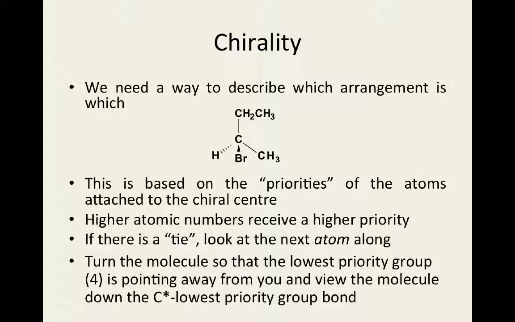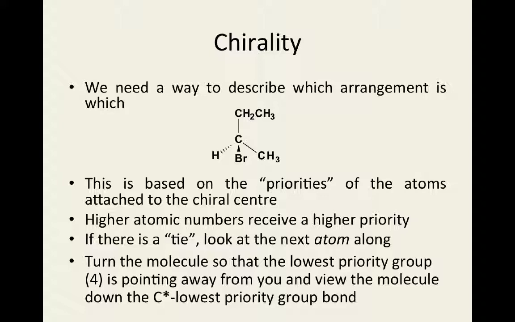Next, the molecule must be orientated so that the lowest priority group, number 4, is pointing away from you. You'll need to make sure you know what wedge bonds and dotted bonds mean to be able to do this. If you have trouble picturing the 3D shape of the molecule, which a lot of people do, then you can use molecular modelling kits to actually build the molecules until you get the hang of it.